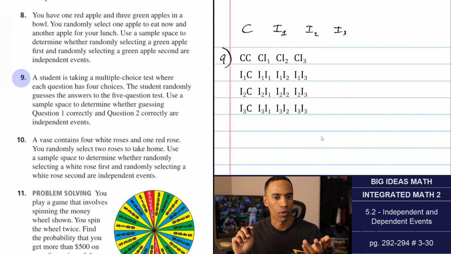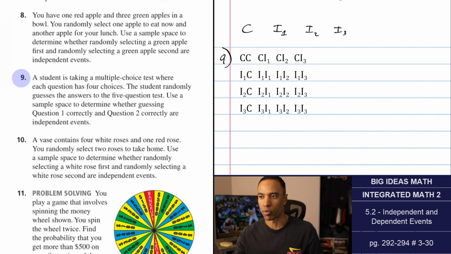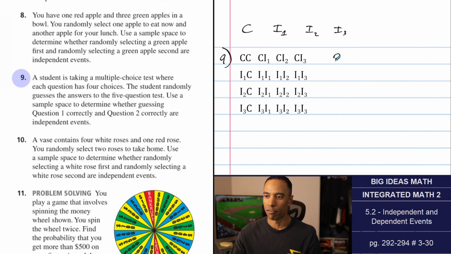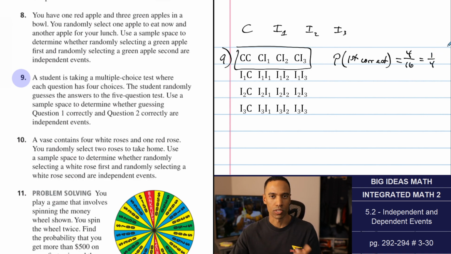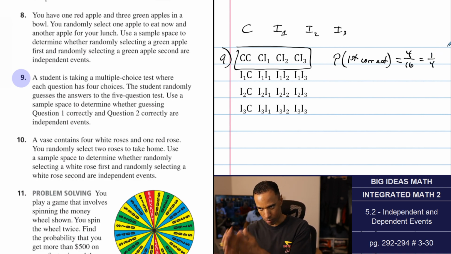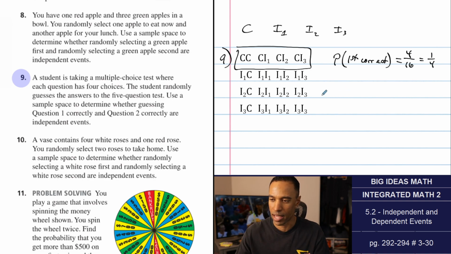But what was it? Probability that they're both correct. So let's go back to that. Probability of first correct. What's the probability you get the first correct? 4 out of 16, which makes more sense. There's the 1/4, right? So it's not true false. It's multiple choice, 4 different options. It makes sense that it's going to be that.